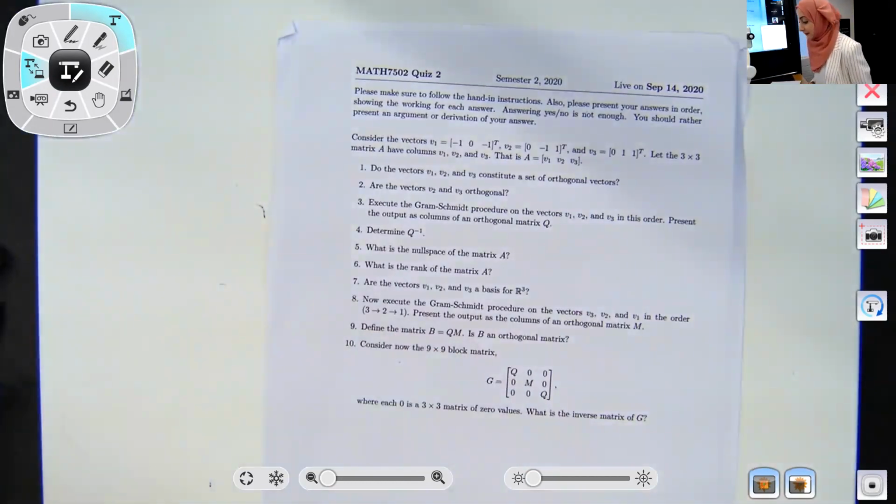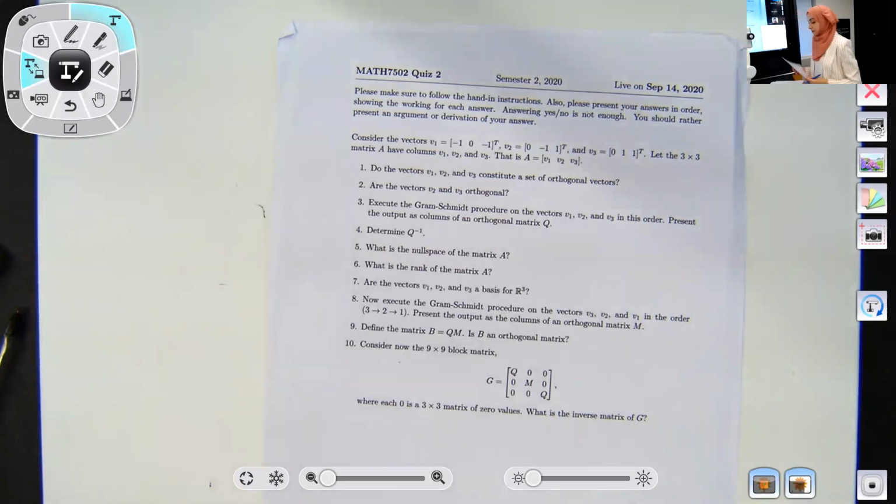Hi everybody. We will start to solve some questions from quiz 2. Let's start with question 1. Consider the vectors v1, v2, and v3. Let the 3 times 3 matrix A have columns v1, v2, and v3. That is, A is a matrix v1, v2, and v3. In number 1, they ask you, do the vectors v1, v2, v3 constitute a set of orthogonal vectors?